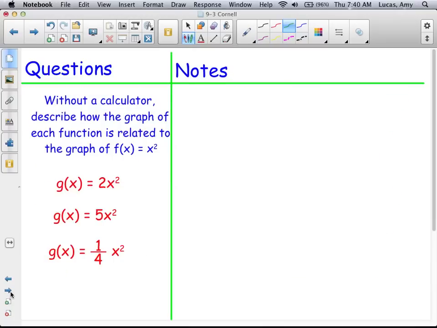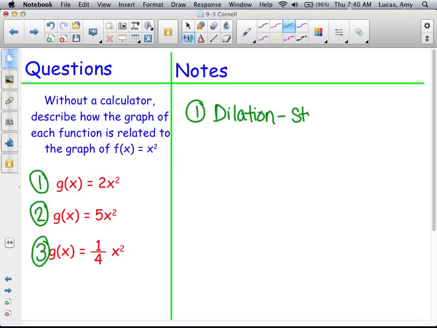Okay, now without a graphing calculator, number 1, what is happening if there is a 2 in front of our x squared? The 2 results in a dilation, and because that coefficient was bigger than 1, it is going to be stretched. So stretched vertically. Anytime that coefficient is greater than 1, it is stretched.